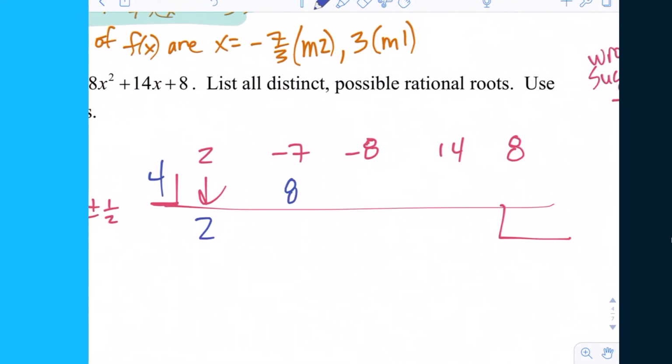Bring down the 2, you get an 8, you get a 1, you get a 4, you get a negative 4, you get a negative 16, you get a negative 2, you get a negative 8, you get a 0. Way to go, girls! Yeah!